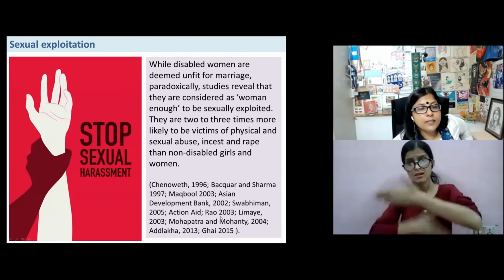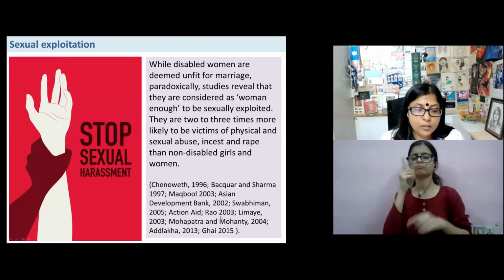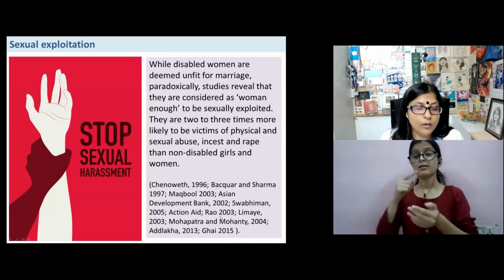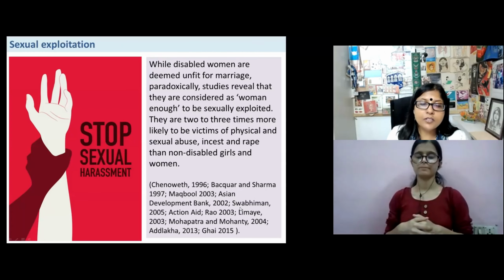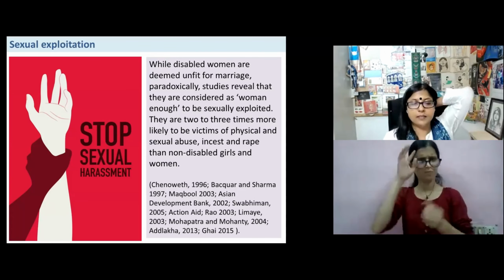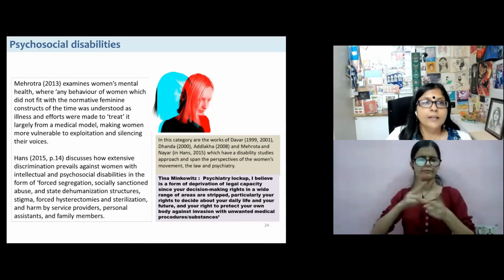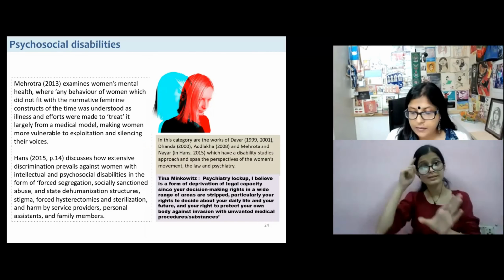And the large demand of parents of daughters with intellectual disabilities for compulsory sterilization speaks volumes about their condition. Then again, abuse by physicians and caregivers is also common. And families of disabled girls typically refrain from taking recourse to either the police or legal systems, and these cases often go unreported. So with that, we look quickly at psychosocial disabilities.